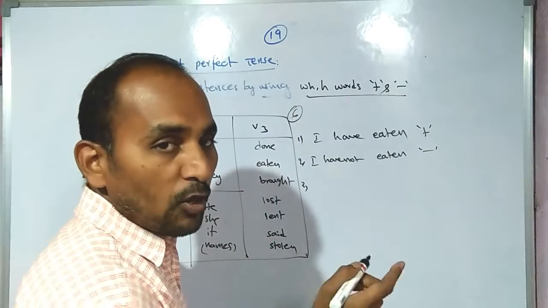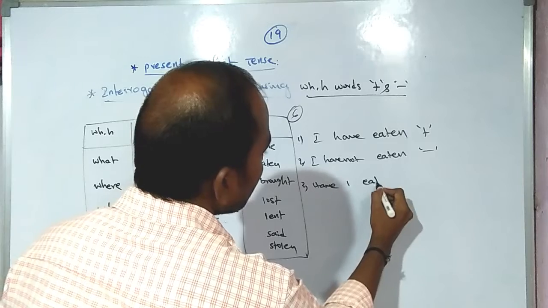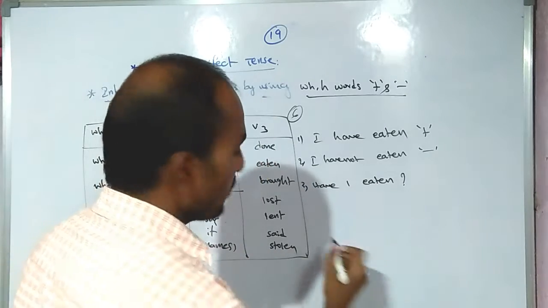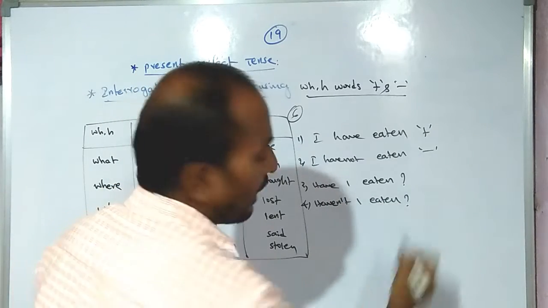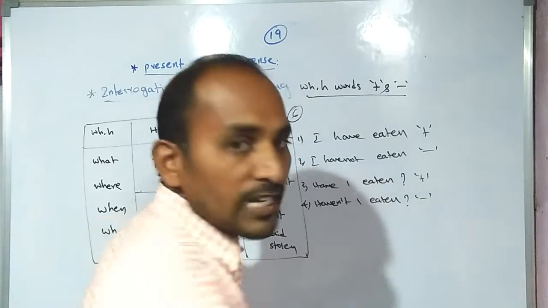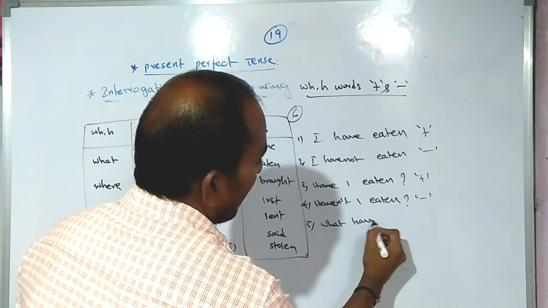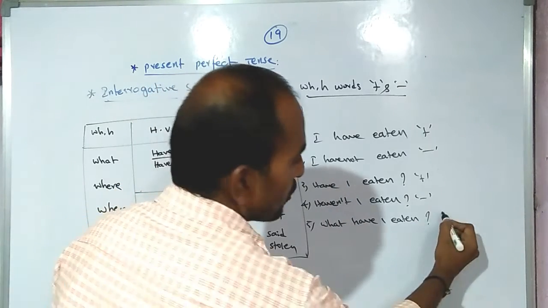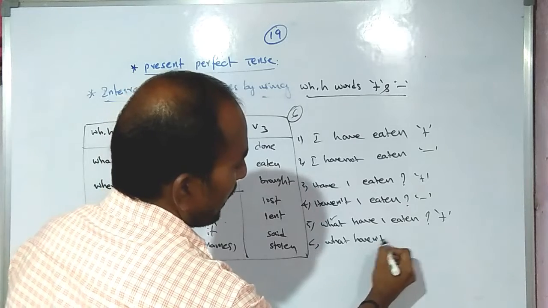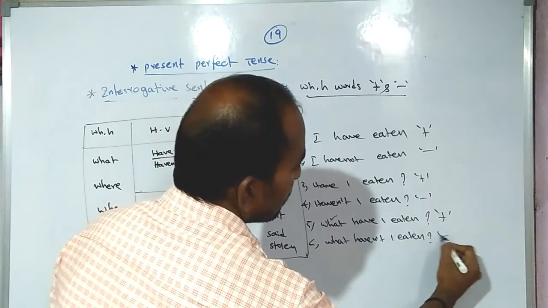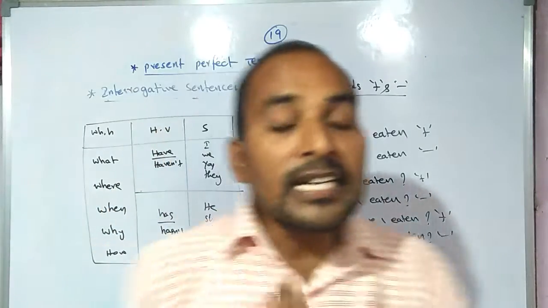And next, interrogative, positive and negative, and then by using WH words. See, have I eaten? This is positive interrogative. And the fourth one, haven't I eaten? This is negative interrogative. And the fifth one, using WH words. So what have I eaten? This is a positive WH question. And what haven't I eaten? This is a negative WH question. So like this we got 6 sentences in fact.